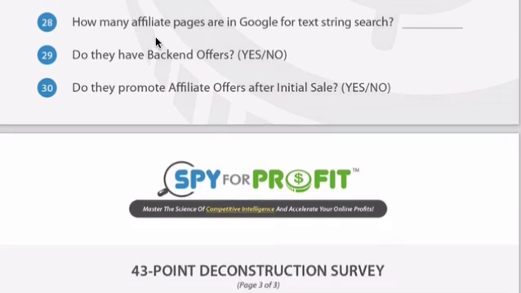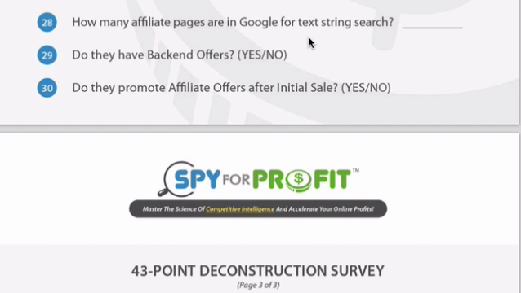So moving on, number 28, how many affiliate pages are in Google for a text string search? If we do the technique we covered, we look at their affiliate program, find certain swipe copy that they encourage us to use, a popular headline or a popular sentence of description, throw that into Google, put quotes around it, of course, and see how many pages are out there that contain that exact group of text that we know are their affiliates.